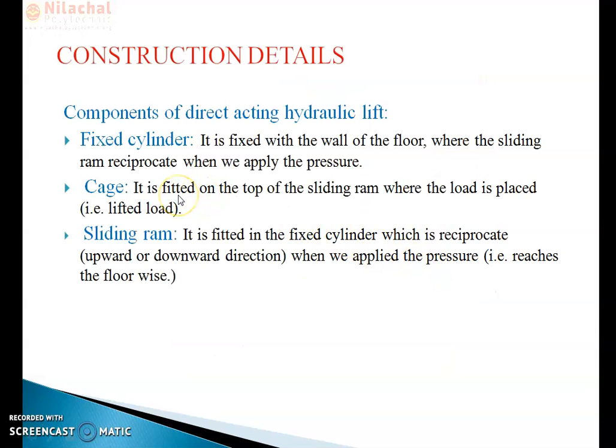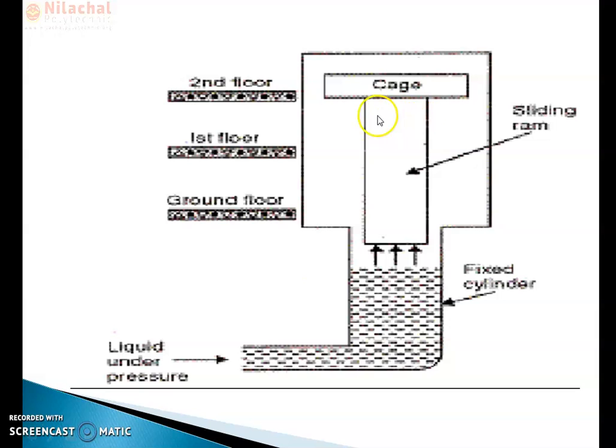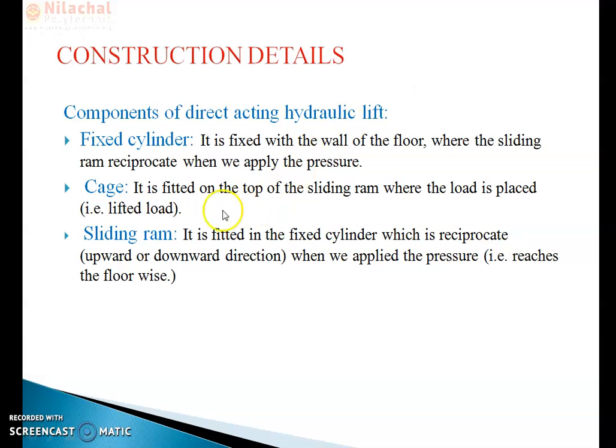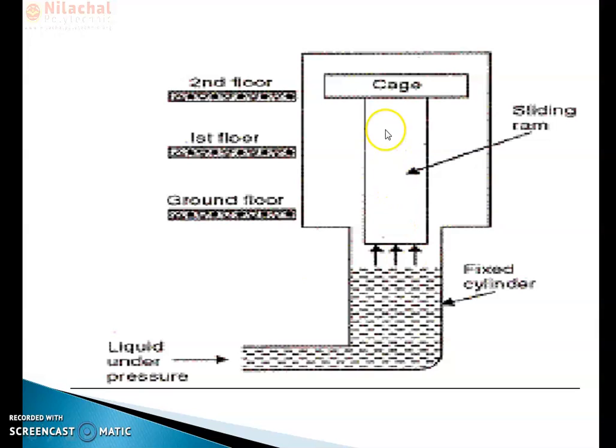Then you come to the cage. It is fitted on the top of the sliding ram where the load is placed, and this is the cage where we can keep the load or the passenger. Then the sliding ram is fitted in the fixed cylinder and reciprocates up and down when you apply the pressure. Now you observe this is your sliding ram, which moves up and down when you apply the pressure.